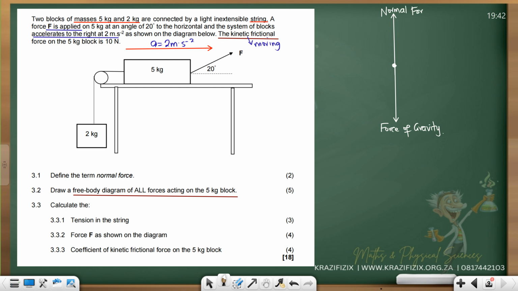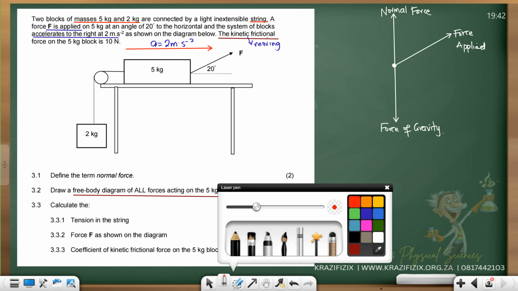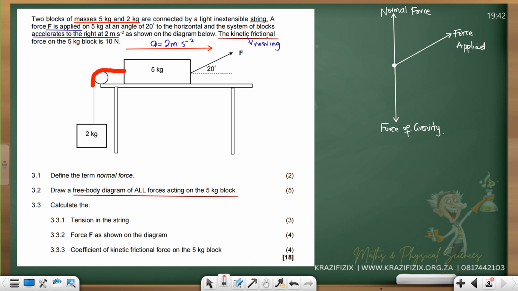Next. We have force applied. Good. You can see the force applied. That F in that direction. Force what? That's right. Now what else? We have a tensional force because of the strain. Yes. There's a rope here that is connecting these two objects. That string tells me there's what?